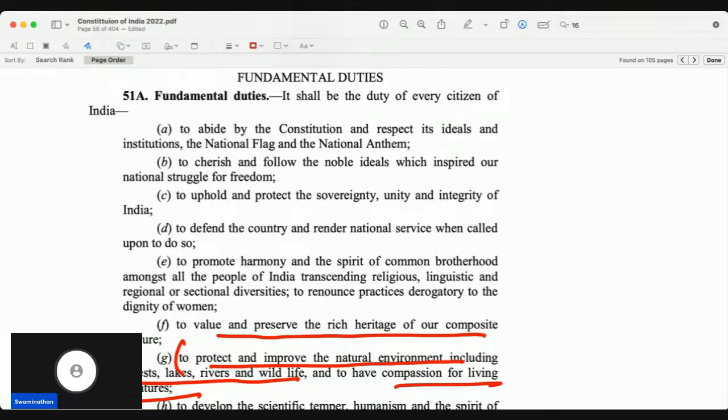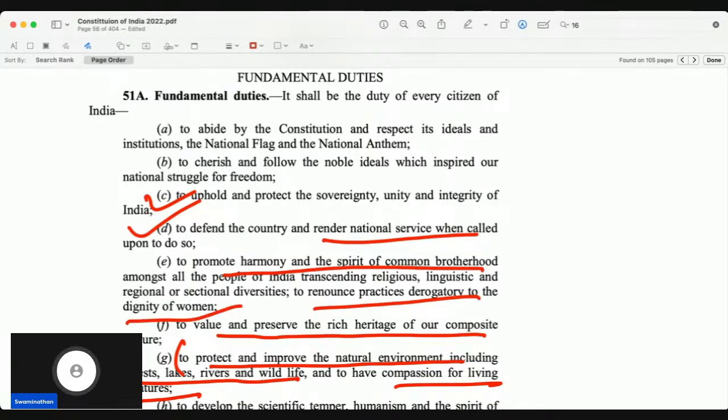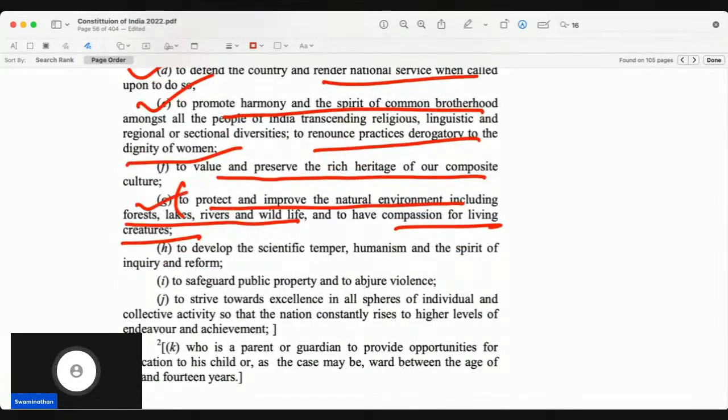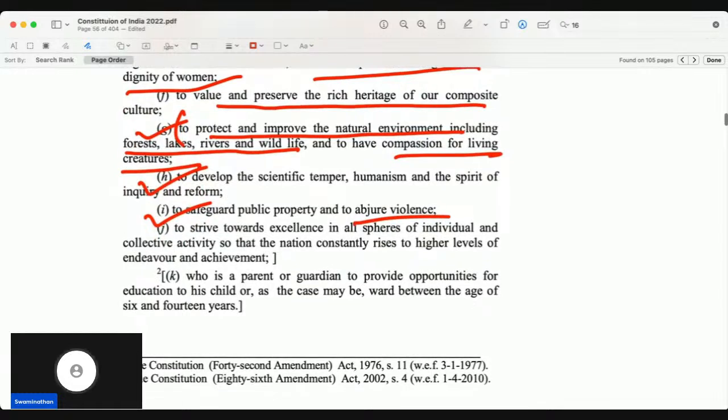So the Swaran Singh committee gave certain recommendations, and out of those, 10 points were included as fundamental duties. These are to abide by the Constitution, cherish and follow noble ideals of our freedom struggle, to uphold and protect the sovereignty and integrity, to defend our country and render national service whenever called to do so, to promote the spirit of harmony and common brotherhood, and to renounce practices derogatory to the dignity of women. This is also an important fundamental duty. Just now we have seen protection of natural environment, forests and lakes, to develop the scientific temper, to safeguard public property and abjure violence, to strive towards excellence in all spheres of individual and collective activity. So these were the original 10.